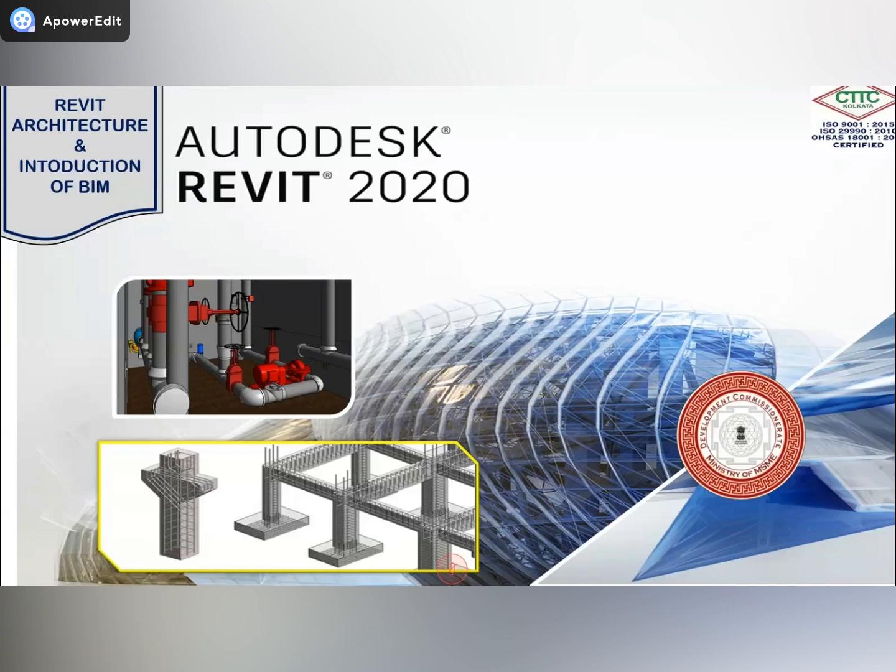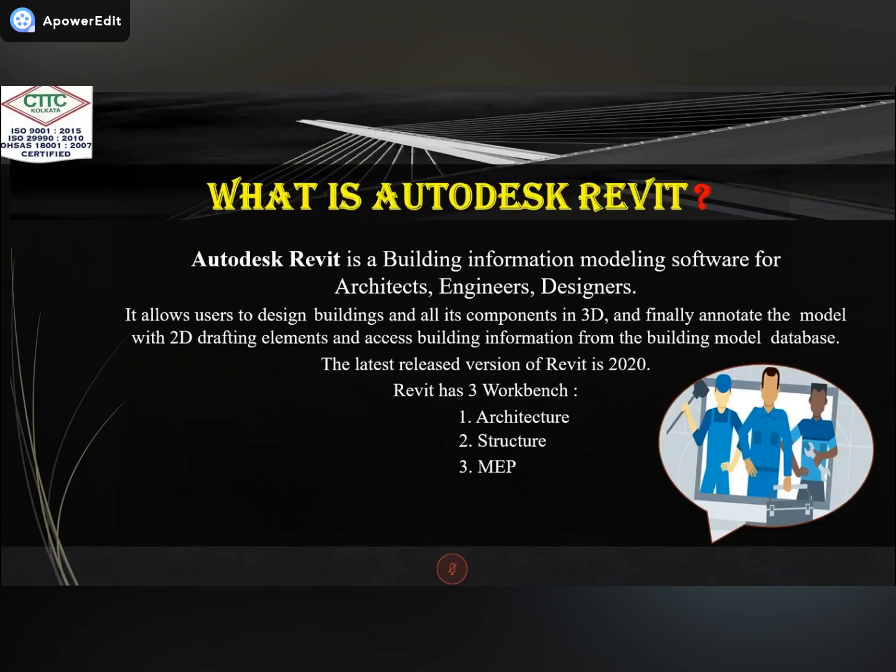What is Autodesk Revit? Revit was invented by the Autodesk company in 1997. Revit software was invented for the purpose of BIM. BIM stands for Building Information Modeling. So it is totally a building information modeling software for architects, engineers and designers. A designer is also an engineer. So for the purpose of architect work, engineer work and designer work, we use Revit. It allows you to design a building and all its components in 3D and finally annotate the model.